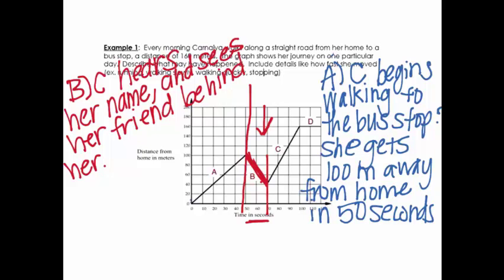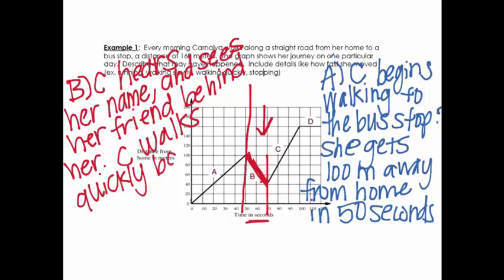So of course she's going to walk back to her friend, but she's going to walk back just a little bit more quickly. So C walks quickly back to her friend.